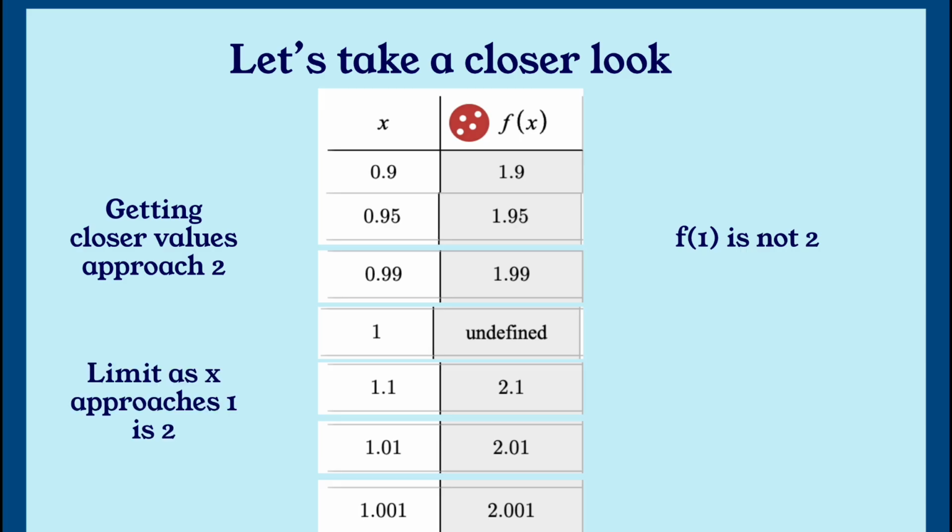However, the limit as x approaches 1 is 2. Mathematically, we represent this by saying the limit as x approaches 1 of the function x squared minus 1 divided by x minus 1 equals 2. That limit is basically as we're getting closer and closer and closer to 1, but I'm not actually evaluating the function at a value of 1.